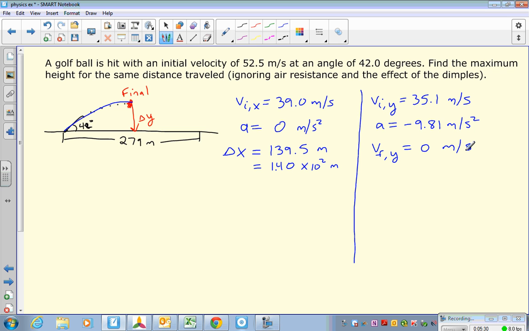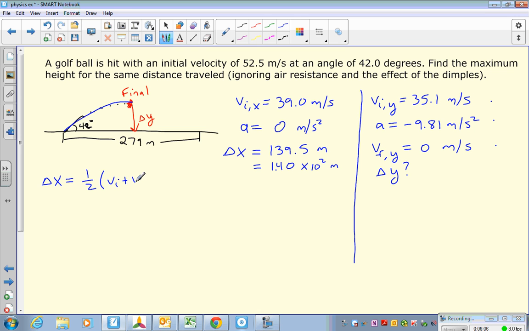So if you notice, I have 1, 2, 3 bits of information, and I'm looking for a fourth. Well, the maximum height that I'm looking for, height is in the y direction, I'm really looking for delta y. So I have 3 bits of information looking for a fourth. In the one-dimensional motion equations, that's enough. So just to write those equations down really quick, hopefully some of you recognize what equation you're going to use right away.